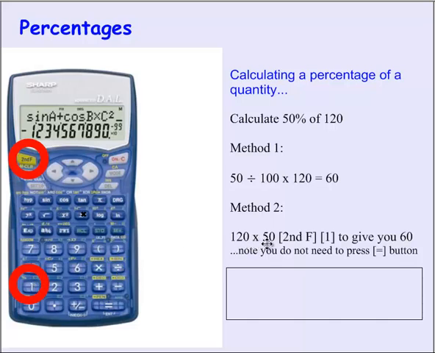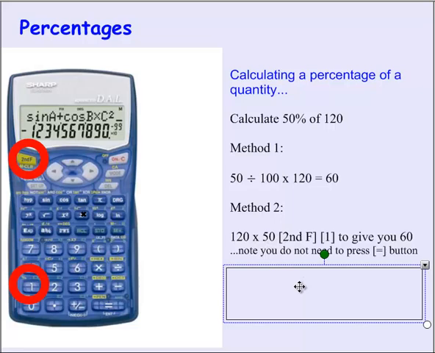Now also note the order that I've got this. If you do 50 times 120 and then do the second function 1, you're actually going to be working out 120% of 50, which is not going to get you the same thing. So you need to put the quantity in first and then multiply it by the percentage.